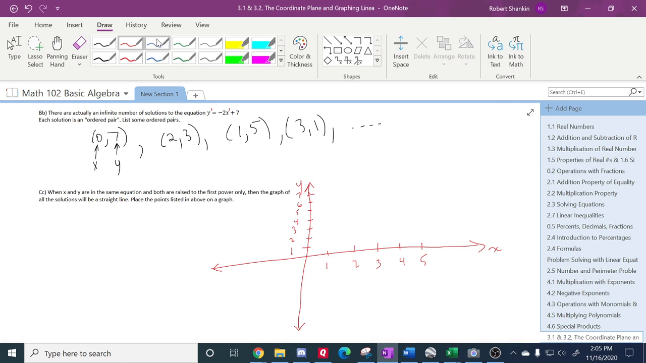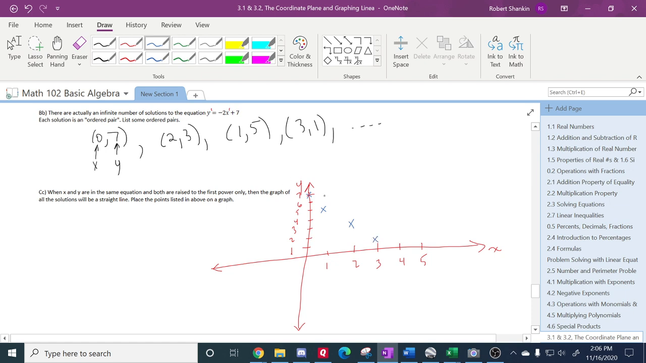Alright, now I'm going to make dots at each one of these. 0, 7. Now when I make little dots, my thing complains. So I'm going to make little x's. Okay. So 0 over 7 up. 2 over 3 up. 1 over 5 up. 3 over 1 up.